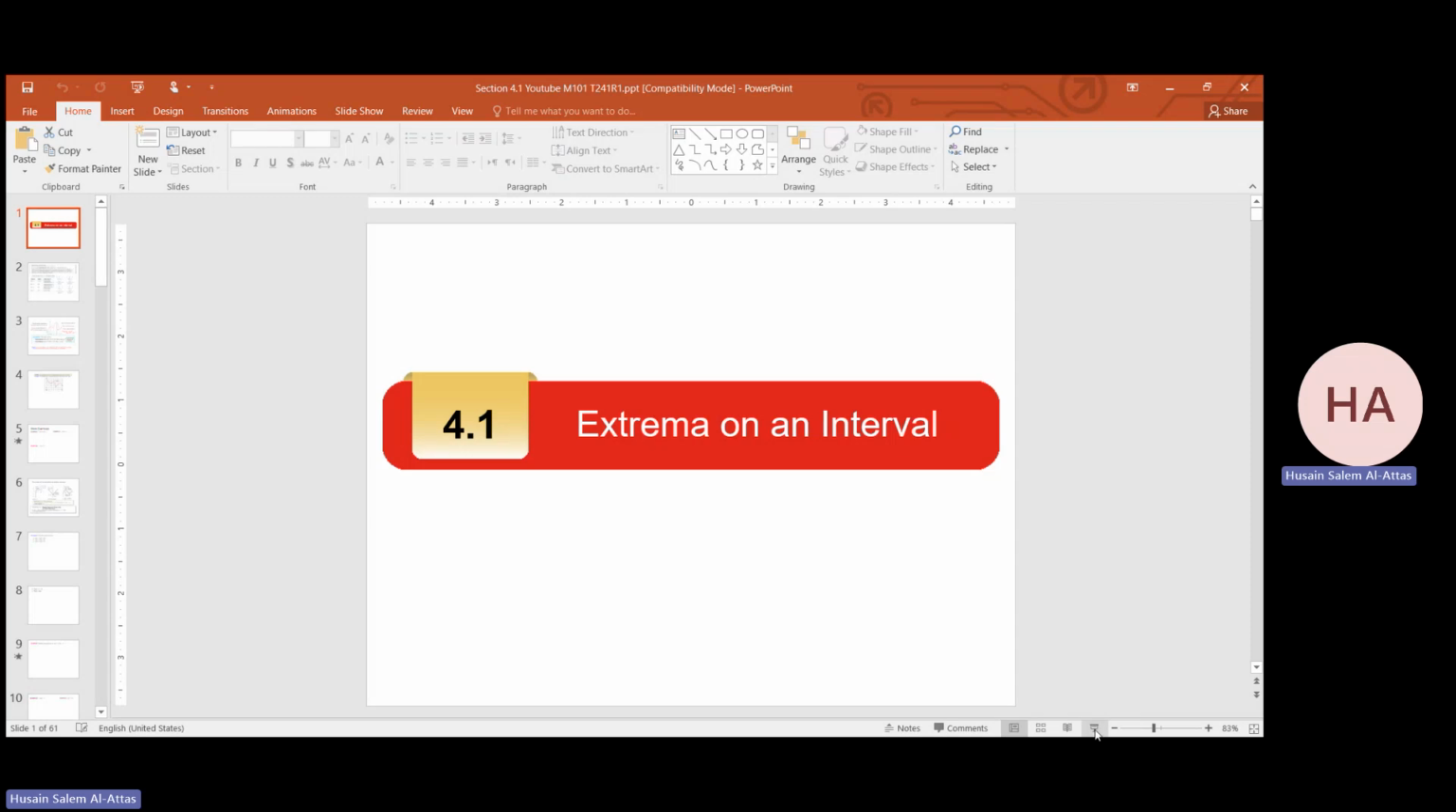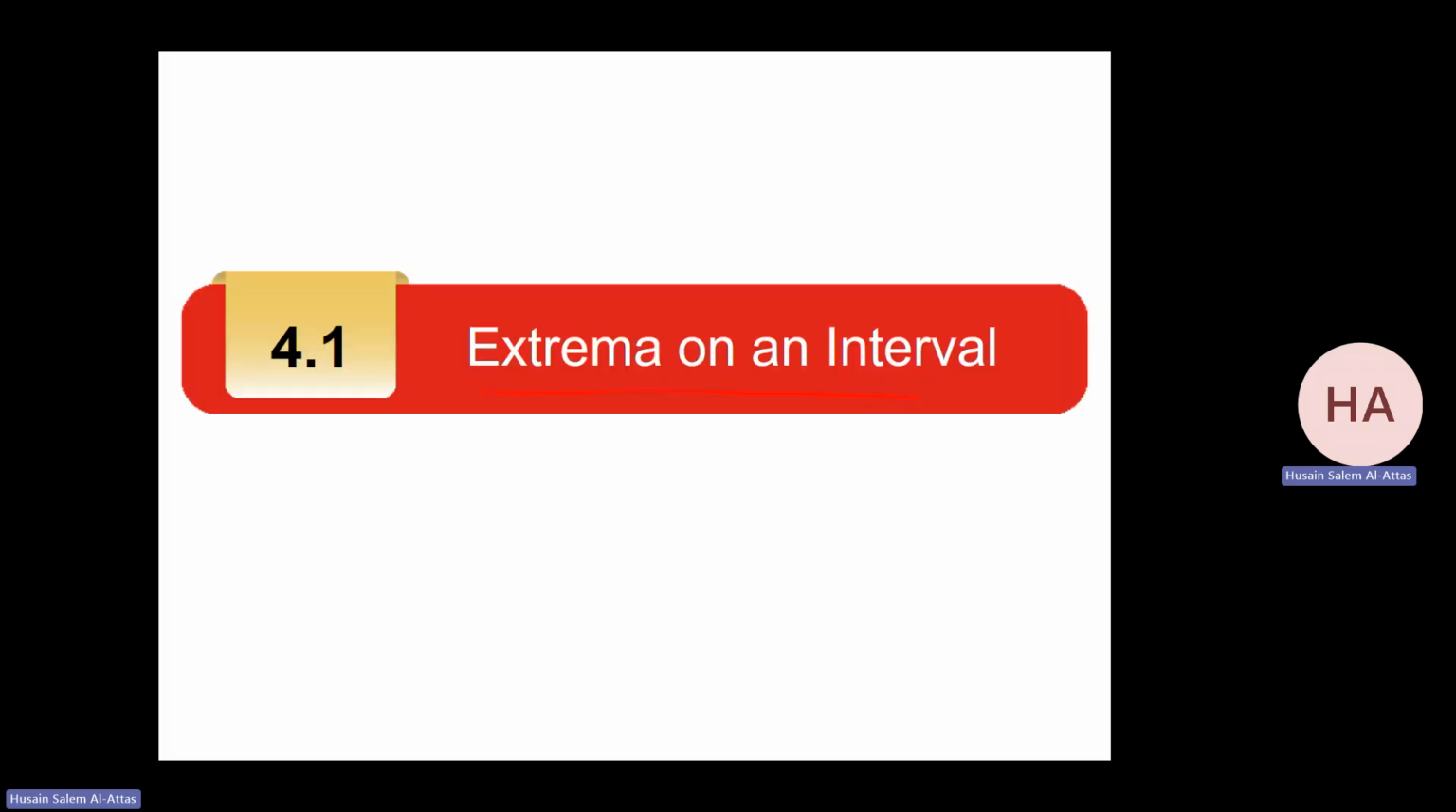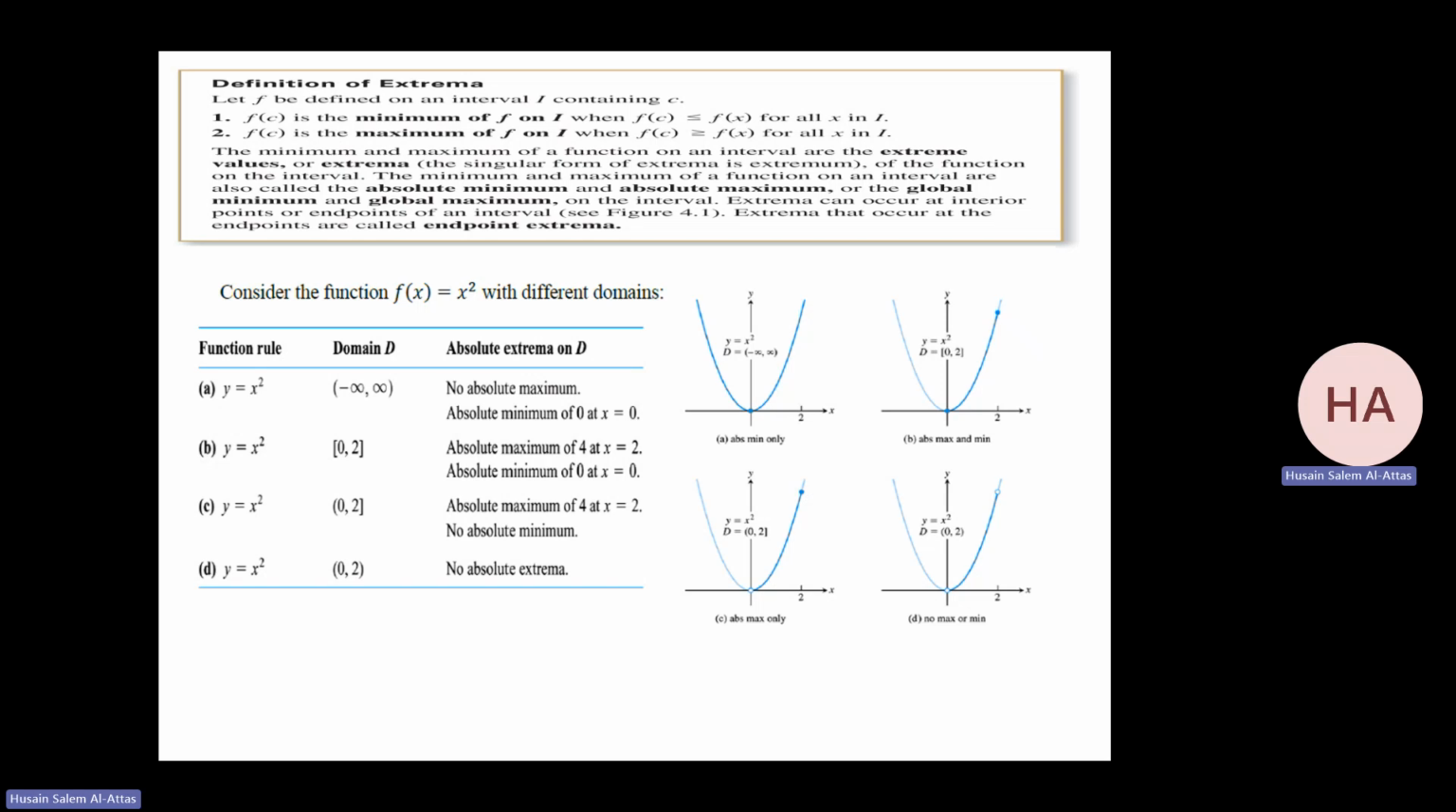We'll start this section 4.1, extreme values on an interval. So first we define what they mean by absolute minimum and absolute maximum. Let f be defined in an interval containing c. So we say f of c is the absolute minimum of f. Look at this, f of c, the y value, is the absolute minimum of f when f of c is less than or equal to f of x for all x in the interval.